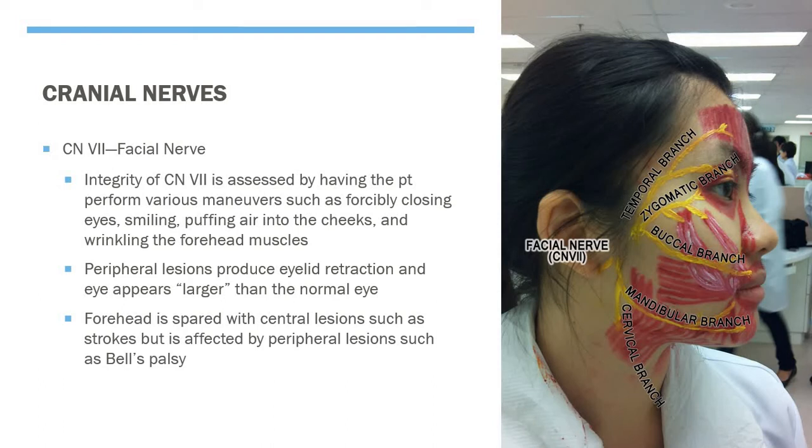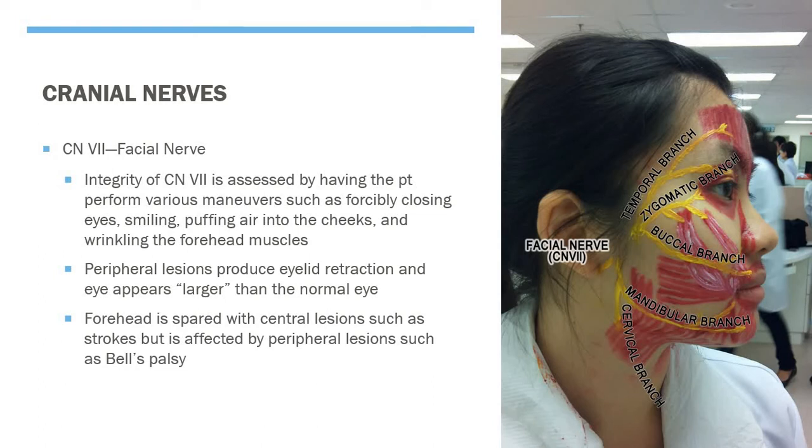The cranial nerve we've gone over before in our Bell's palsy lecture. This is the facial nerve, and there are generally five branches here, which you can see on the right, and this is the one that's affected in Bell's palsy. You basically assess it by having the patient do things like forcibly close their eye and not let you open it, puff air in their cheeks, wrinkle their forehead. That one especially should be remembered for the Bell's palsy lecture.